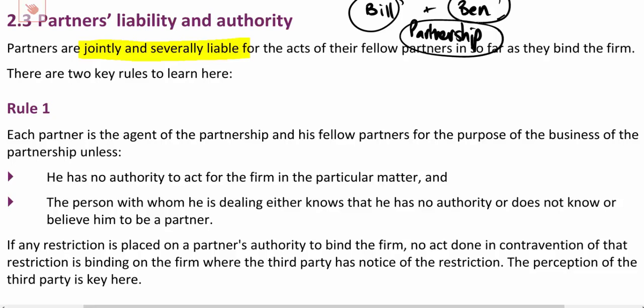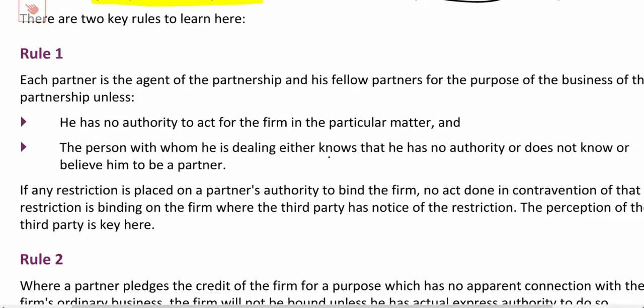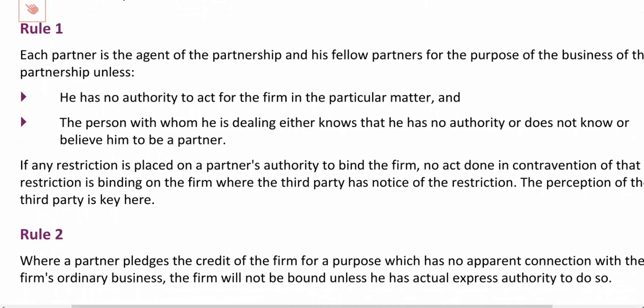I'll sue Bill. Now, if I win in my claim against Bill, he may then have a right of recovery to try and reclaim some of that debt from Ben. However, as far as the third party dealing with the partnership is concerned, that's all they need to worry about. Who has the assets? Who should they sue? Now, there's two key rules to learn about partnerships.